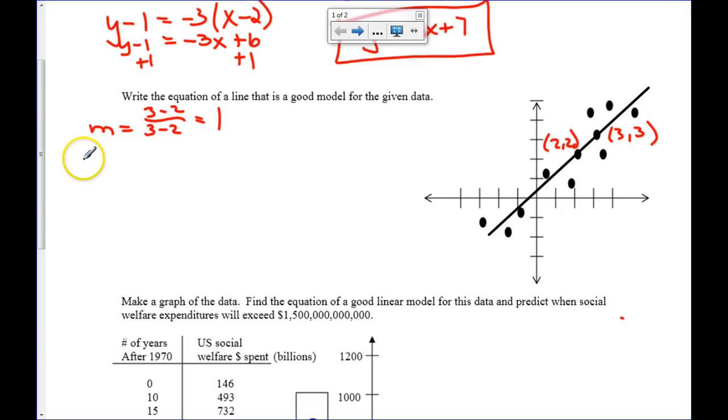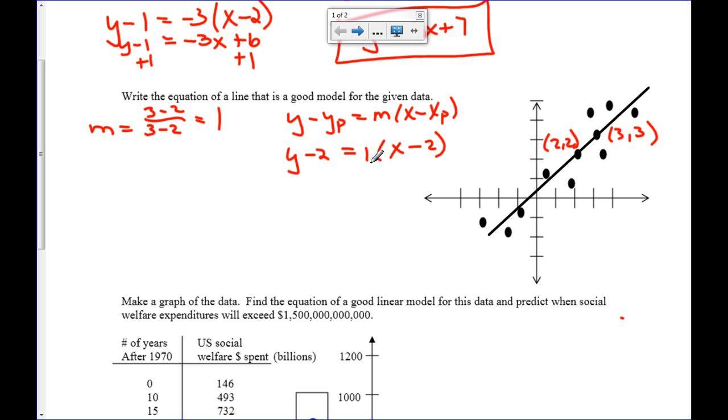All right, so now for this one, I'm going to use that formula again: y minus yp equals m times x minus xp. It doesn't matter which point I pick. I could pick 2, 2, or 3, 3. I'll just go ahead and do 2, 2. So y minus 2 equals 1 times x minus 2. Now if I solve that, it'll be 1x minus 2. I'm going to add 2 to both sides, so it'll be plus 2. And then it ends up being just y equals 1x.